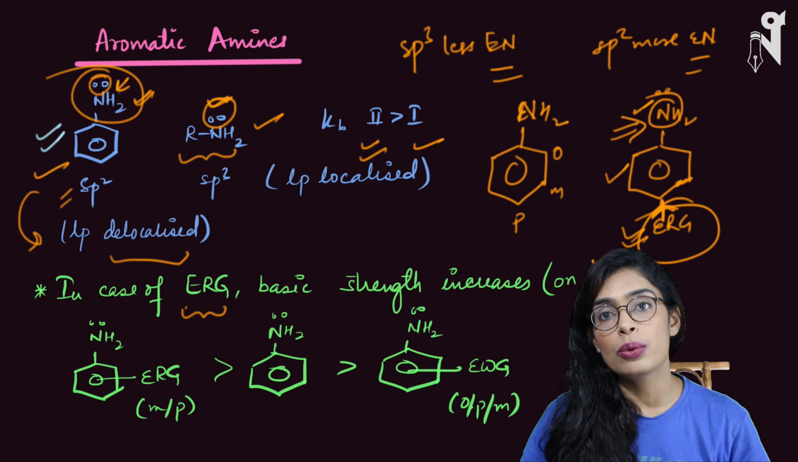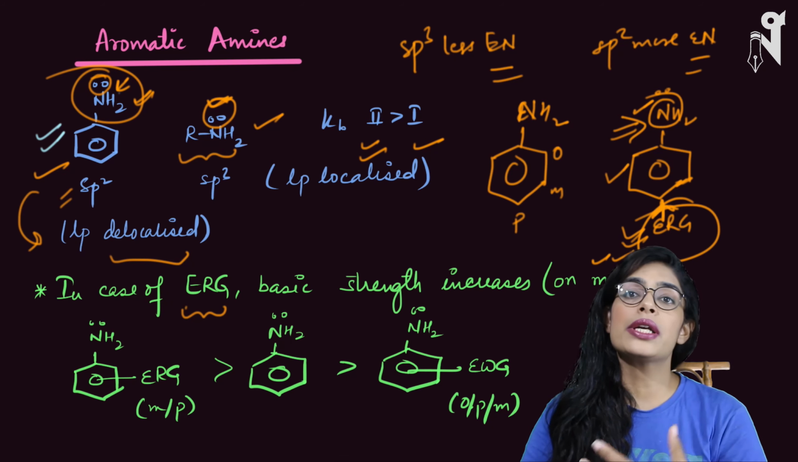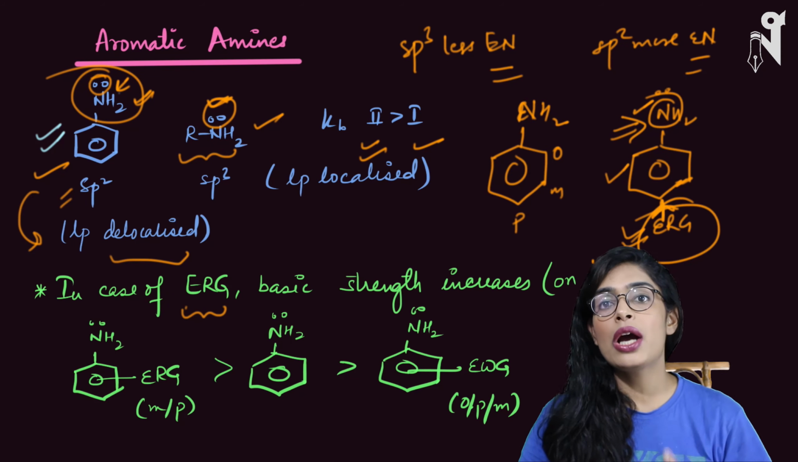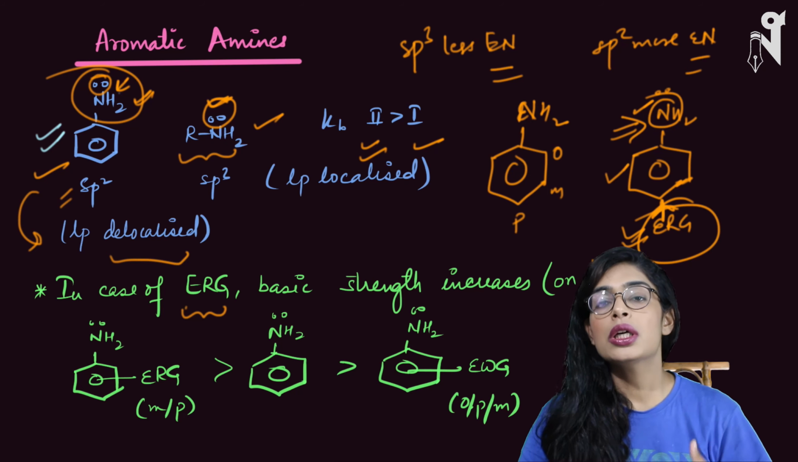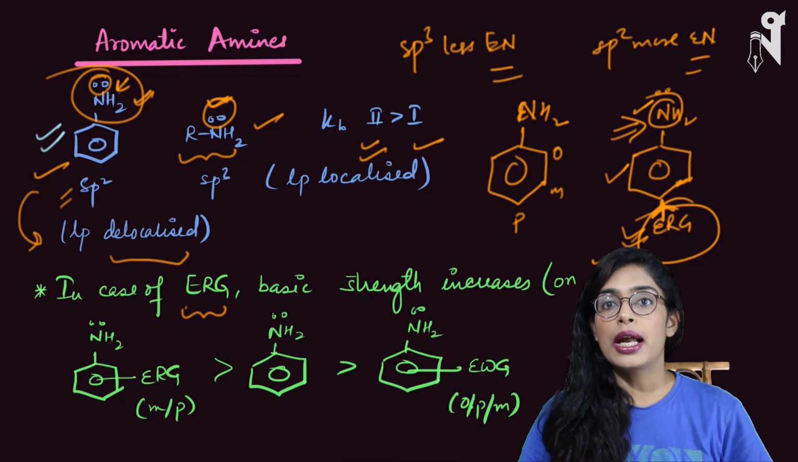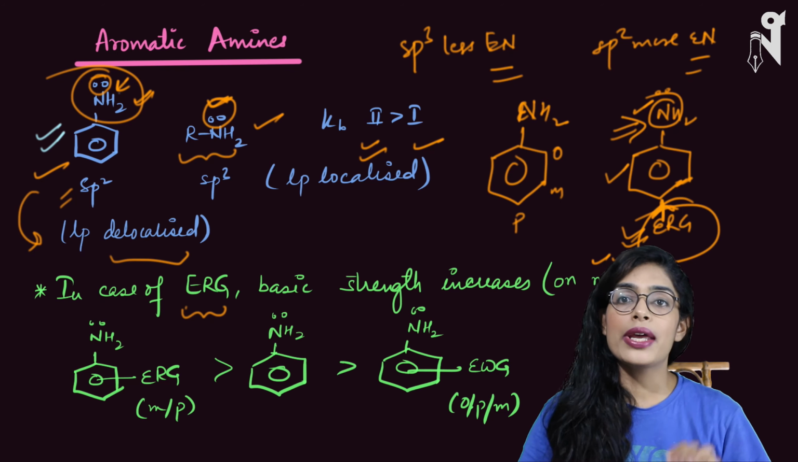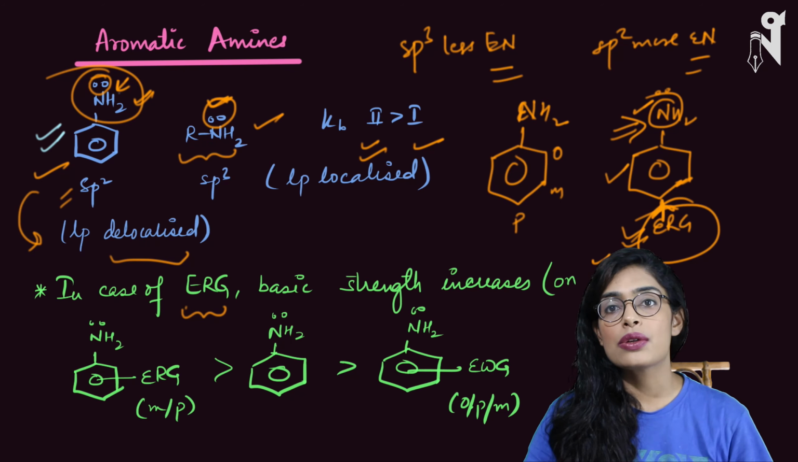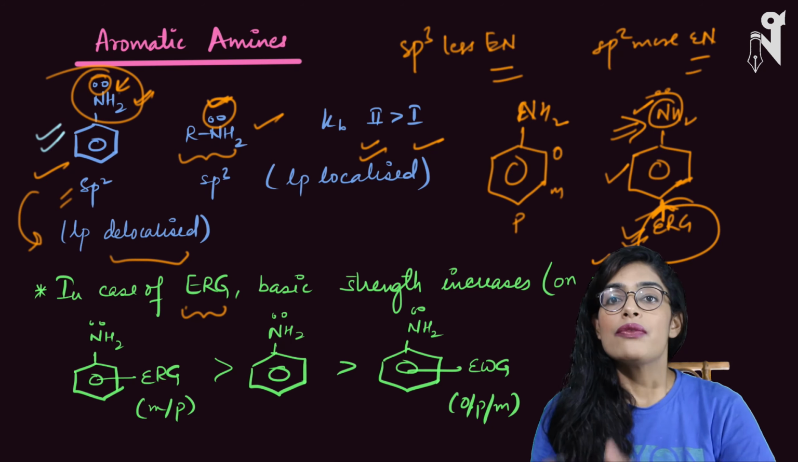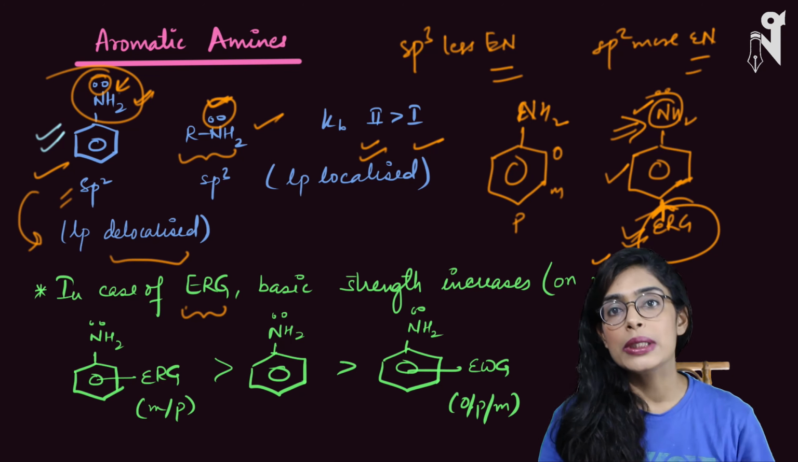We will talk about ortho later because ortho is associated with some other factors also. The same way as we have spoken about acidic strength order in COOH, that any group present on the ortho position shows its ortho effect, a very similar effect is going to work here in case of amines also. So that's the reason why we are skipping ortho right now. We'll talk about ortho a little later.